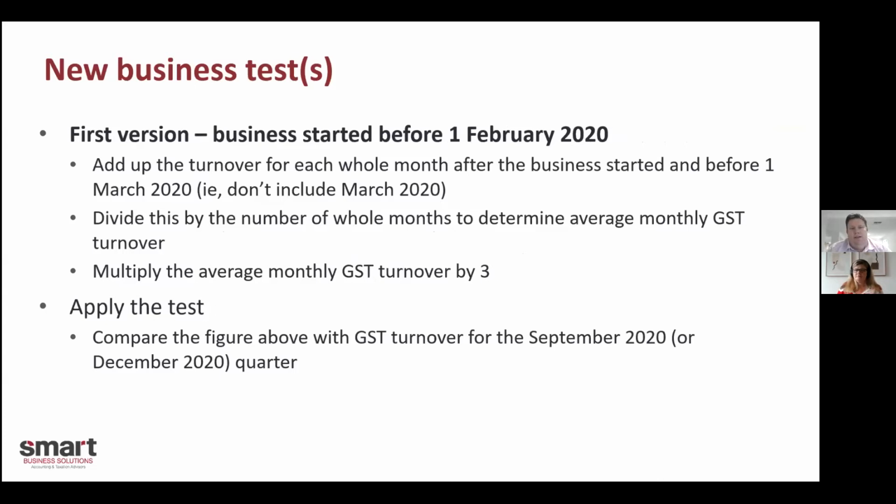So the first version, for businesses that have started before the 1st of February 2020, is you add up the turnover for each whole month after the business started and before 1 March, so you don't include March 2020. And you divide this number by the number of whole months, so you basically get the monthly average, multiply it by 3 to essentially give you that comparison quarter that you're going to use. And then you can apply the test compared to September 2020, or December if you're doing it later. So you can do the test period of September and compare that to that 3-month period number that you come up with. There's a table coming up that's going to show that in quite more detail as well.